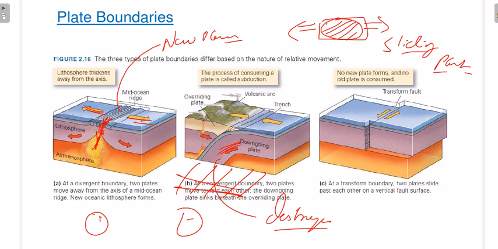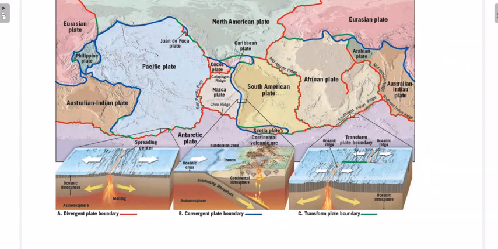While in transform fault, nothing is happening, nothing is getting destroyed, nothing is getting formed. In this case, one plate is sliding past each other, okay, in opposite direction. Okay, so strike slip fault jaisa hota hai, वैसे इस तरीके से यहाँ पे आपका transform fault है. Transform fault is a type of strike slip fault. Only the difference is that transform fault is bounded by the active plate boundary. Okay, so these three are the three main plate boundaries. Okay, and we will discuss them one by one in another lecture.